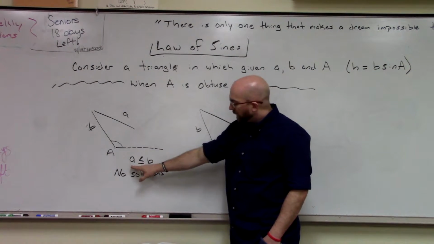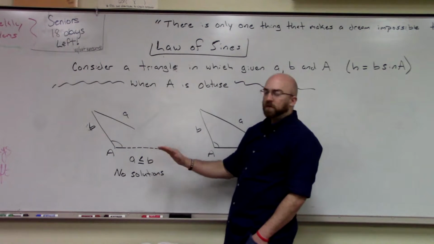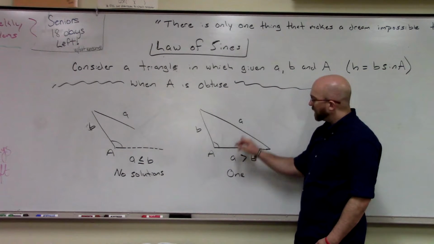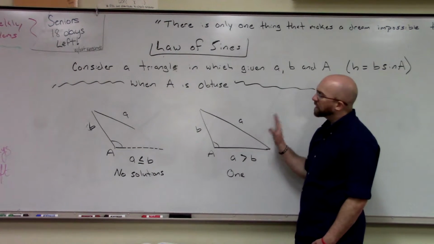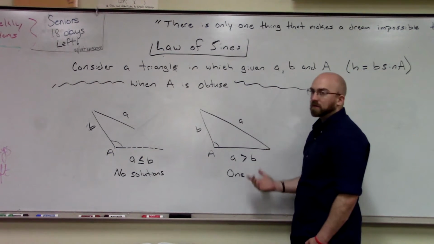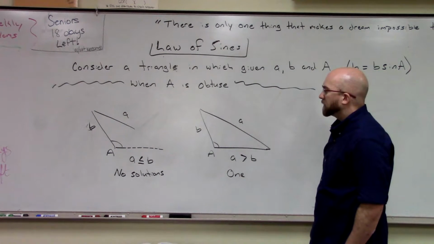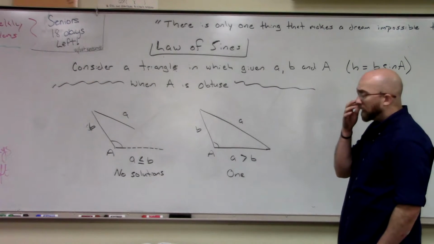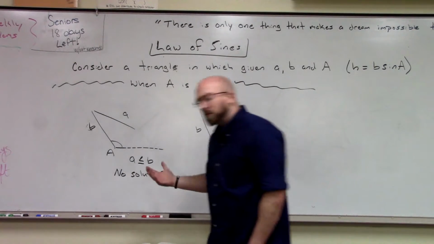When small a is less than or equal to small b, we have no solutions. So boom, you're done. And one solution is if small a is bigger than b, we have one solution. Now this is again when A is an obtuse angle. Just something to look out for whenever doing these types of problems. So again, if you need to pause it and see where these notes are at, or write down the notes, go ahead. In the trig book that my class uses, it's on page 430.